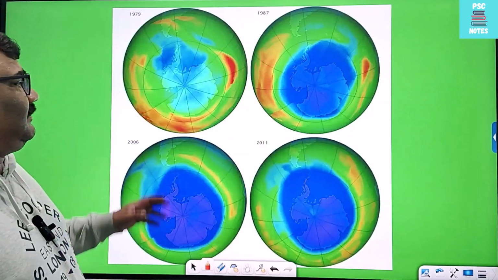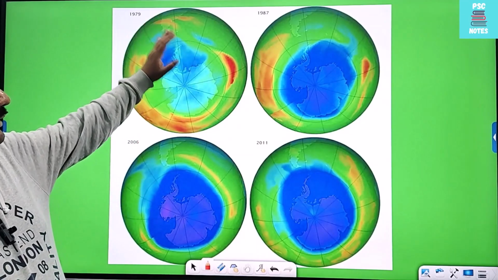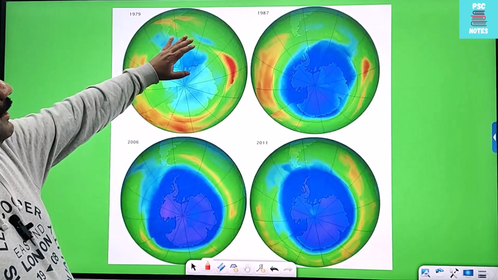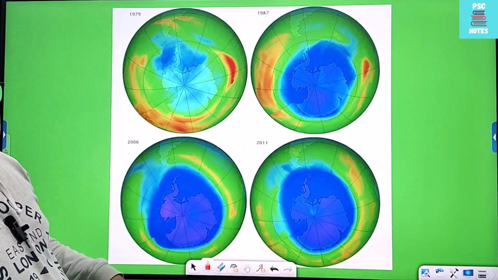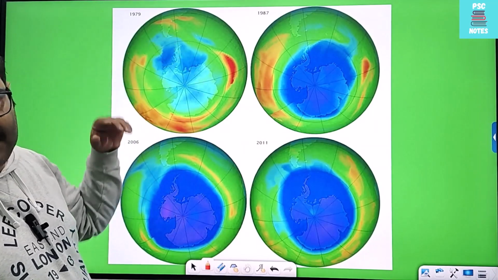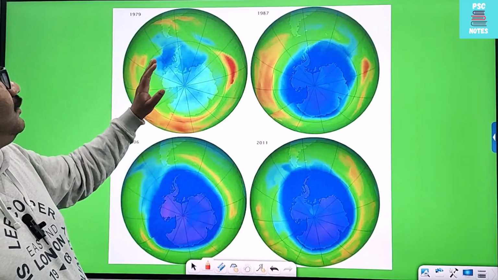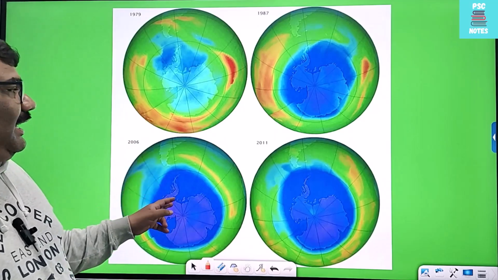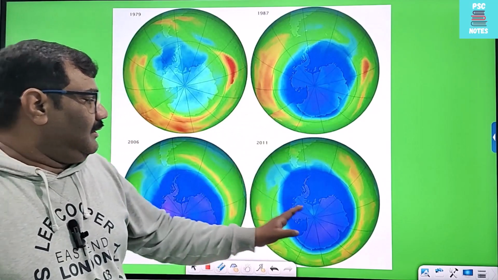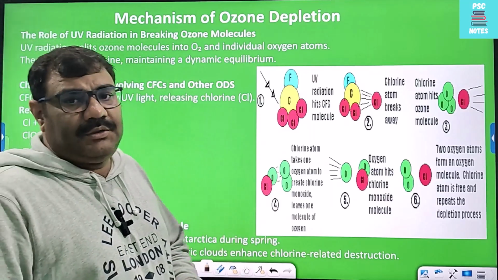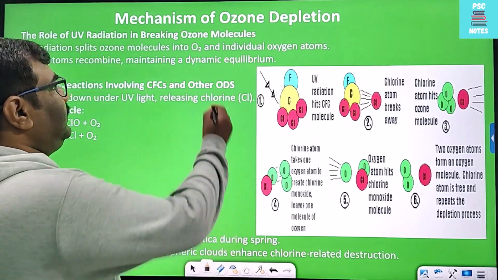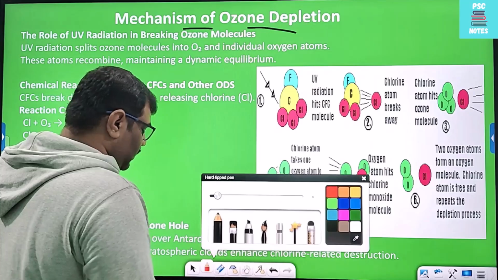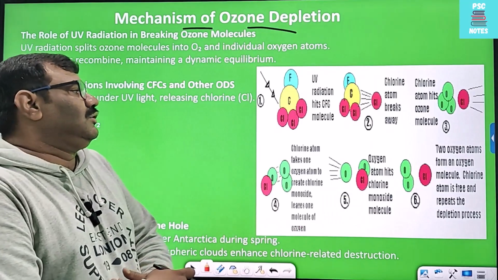So what has basically happened is that earlier the ozone layer in Antarctica covered the troposphere and the stratosphere. The ozone was protecting us from ultraviolet radiation, but there has been an ozone hole observed. So now coming to the mechanism of ozone depletion.